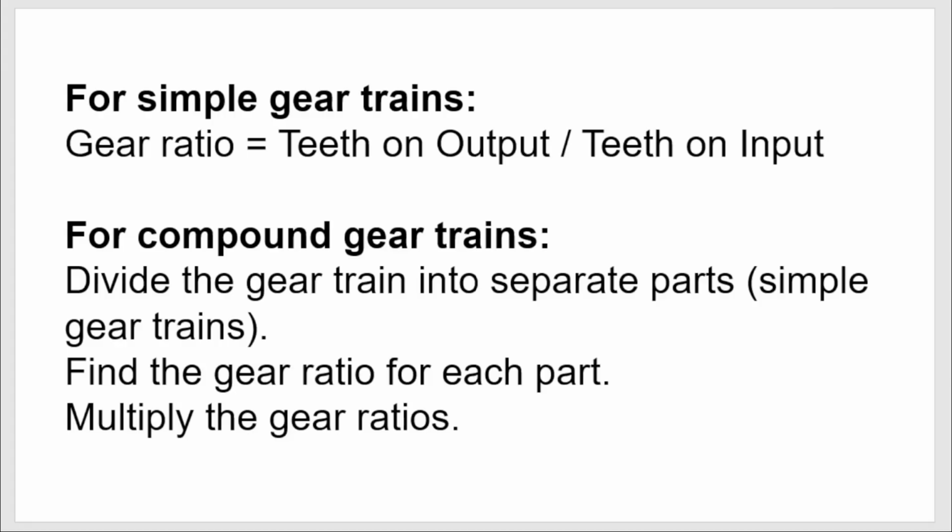We are going to take a look at gear ratio for compound gear trains. For a simple gear train, the gear ratio is teeth on the output divided by teeth on the input. For a compound gear train, what you need to do is divide the gear train into separate parts, and then find the gear ratio for each part, then multiply the gear ratios together.